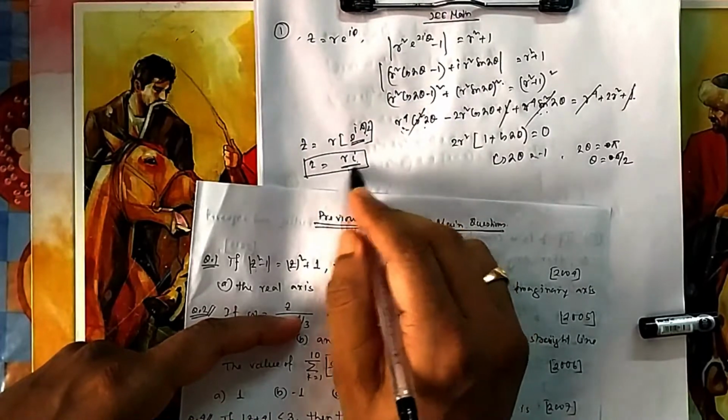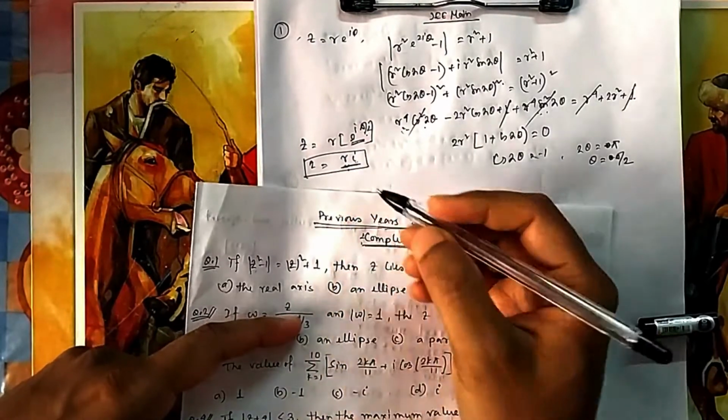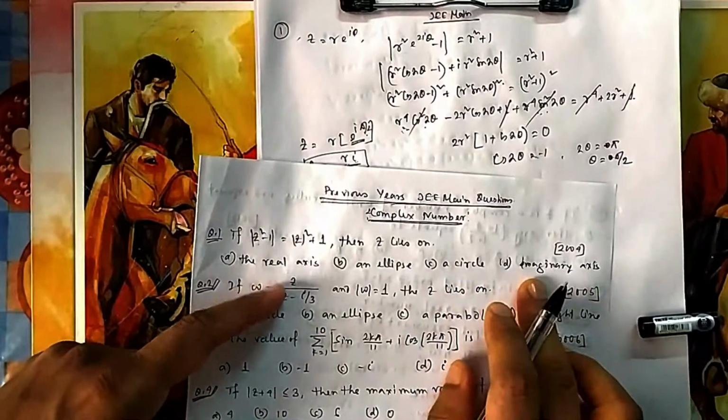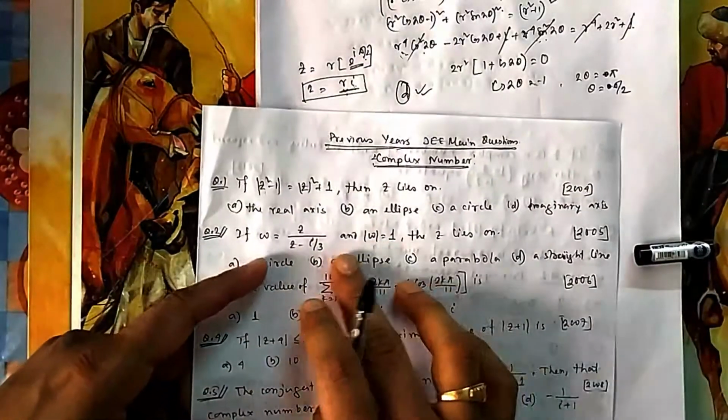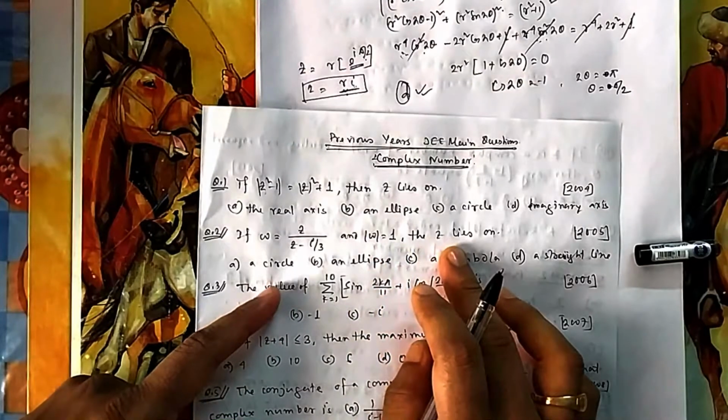There is no real part, you can see. Suppose r is 3, then it is 3i. So it is not on the real axis, it is obviously on the imaginary axis only, option D. If w is equal to this and mod w is equal to 1, then where does z lie?